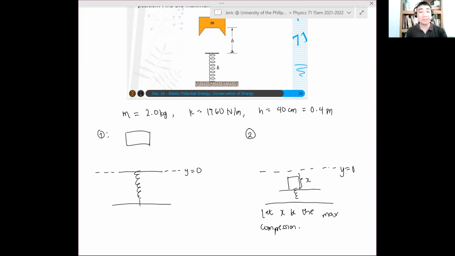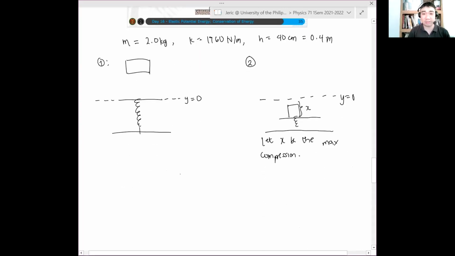Okay? It has potential energy because we set our y equals 0 to be at the platform, at the original position of the platform before the collision of the box and the spring. Did you get it? Do you get what is happening? I hope you get it. Okay, so initially, there is also no kinetic energy, so we don't need to include the kinetic energy in our equations.